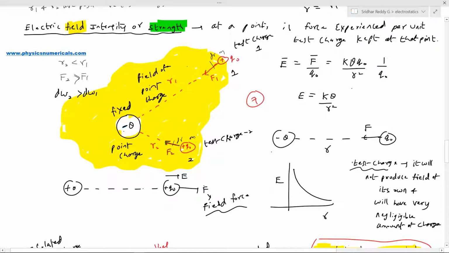And what is the test charge? A test charge is a point charge. Again, it's a point charge only. What is the symbol for the test charge? Q naught, I will write it.